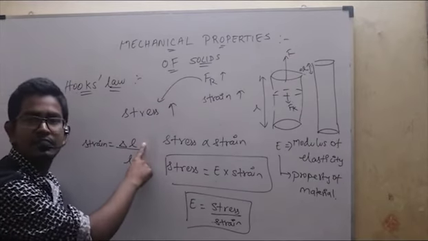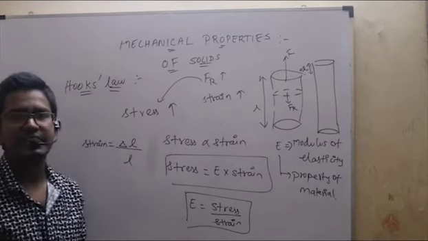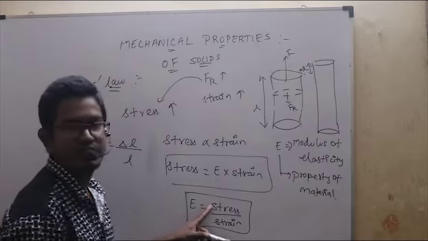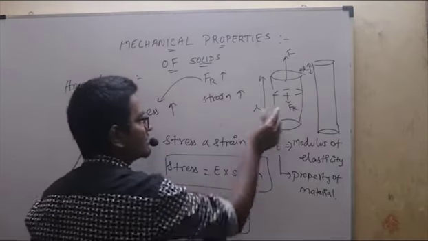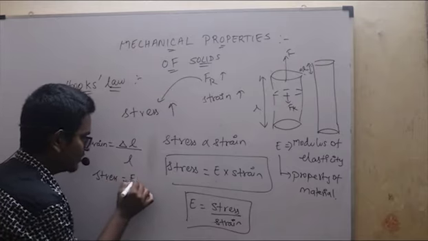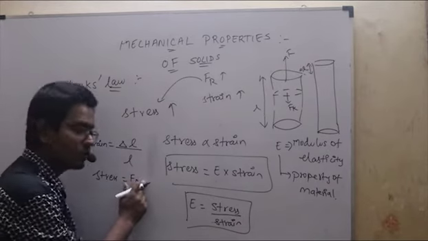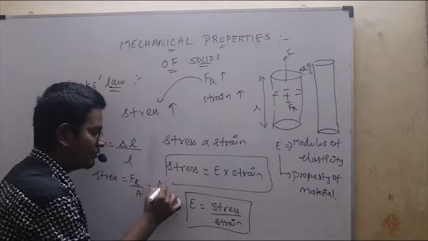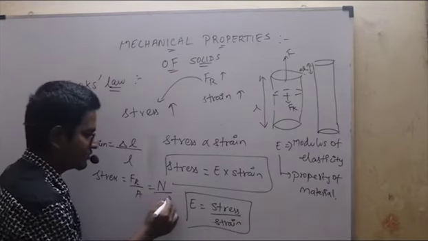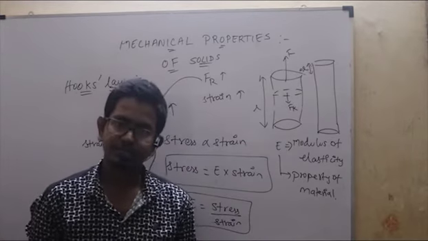Both are in meters, so it is a unitless quantity. You can see here the strain. You can see the stress. What is the stress formula? Restoring force per unit area. What is the unit for the restoring force? Newton. And area? Meter square. So Newton per meter square is the unit of the stress.